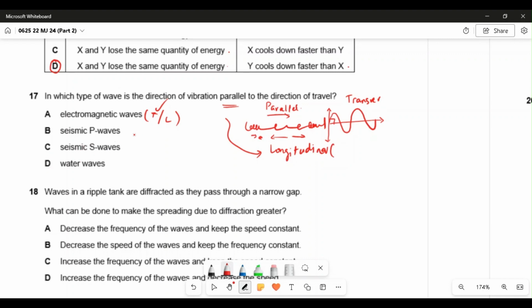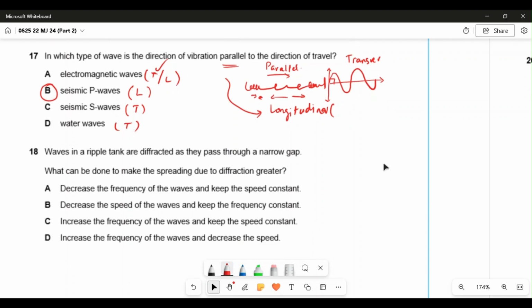Seismic pressure wave moves the vibration in the parallel direction, like a longitudinal wave. Seismic S wave, and water wave, are transverse waves. So here, which one is the parallel longitudinal wave? Option B is the correct option.